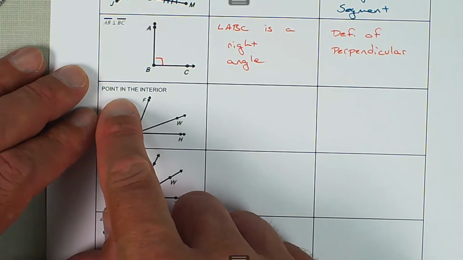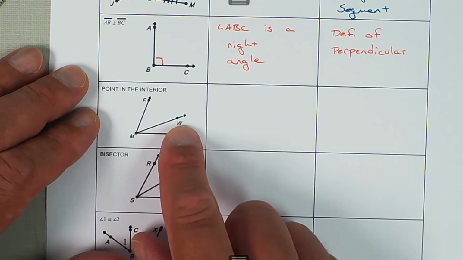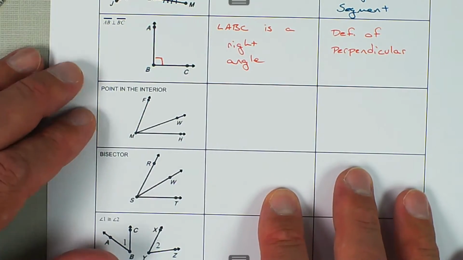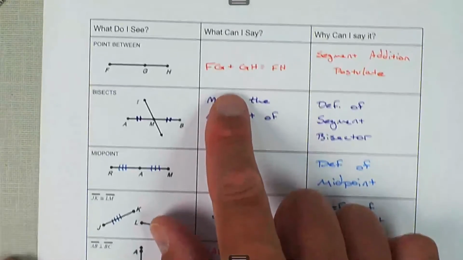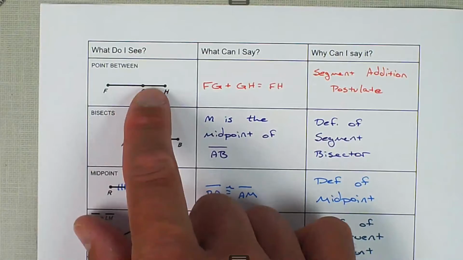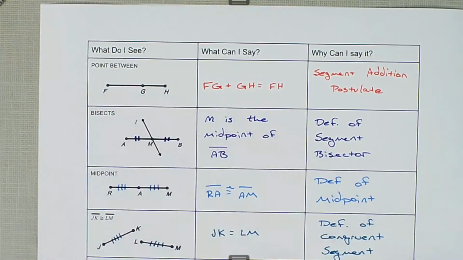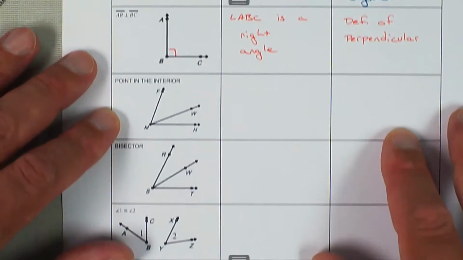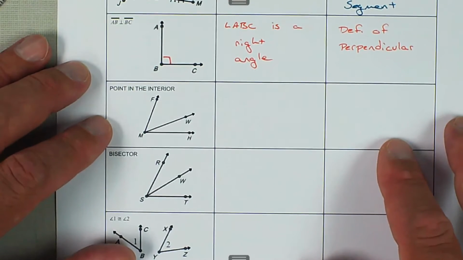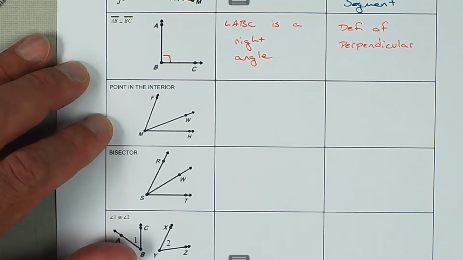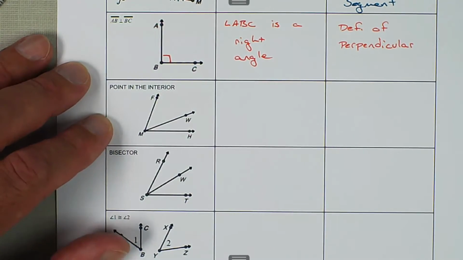Now we have point in the interior. So W is a point in the interior of this angle. And this is very similar to when we were up here before. It just said that there's a point between. It doesn't give us anything about the distance. But if it does say, in this case, that there is a point that is on the interior, then we can use the angle addition postulate.